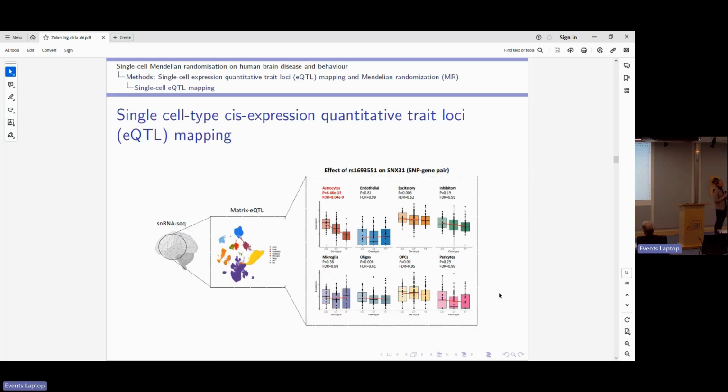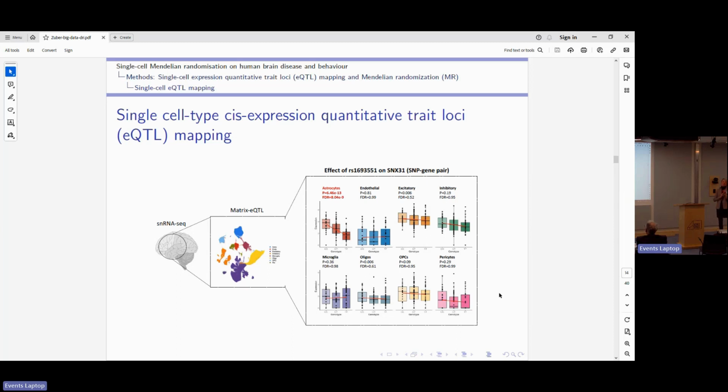So the next step is to use the genotype data with the single cell expression using the Matrix eQTL tool to generate single cell eQTLs. So you see the results of this analysis for one example, one particular SNP and a gene. So this is SNX31. And here you can now see the association that we have for the G allele, GT versus TT, and how the expression at this particular locus changes depending on the alleles you have.